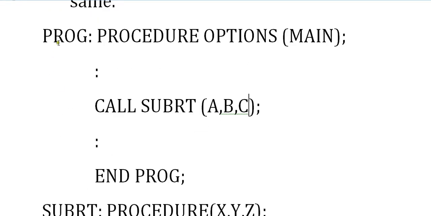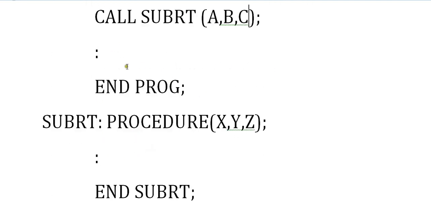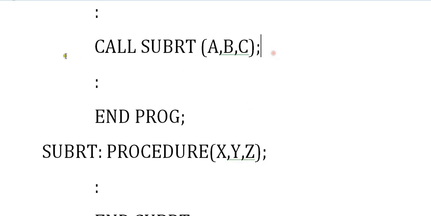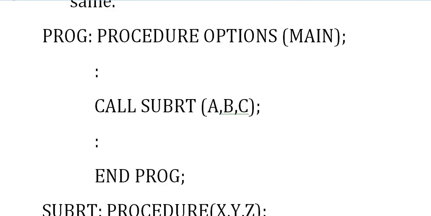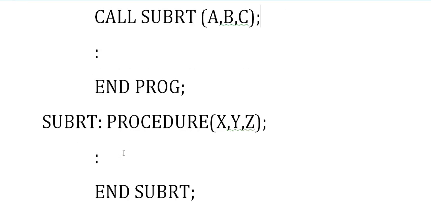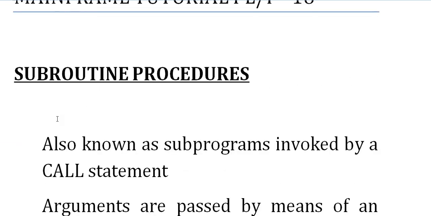So just to recap again: program, procedure option main, and you are calling a subroutine. Once this statement is seen, it will jump to the subroutine and execute the statements it has there, and it will end the subroutine. The control comes back to the main program, and whatever statements we have after that line will be executed, and it will finally end the program. You can call multiple subprograms in a main procedure. Here I'm calling just a single procedure, but if you have multiple subprograms that need to be called, you can call them. So that's how this important topic of subprocedures works.